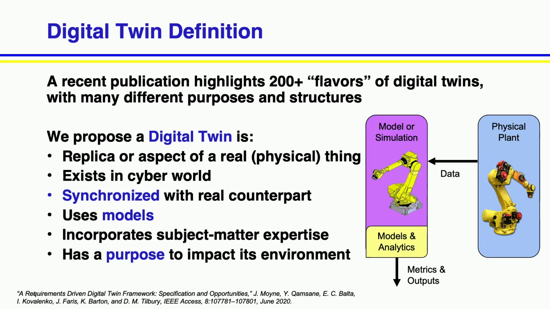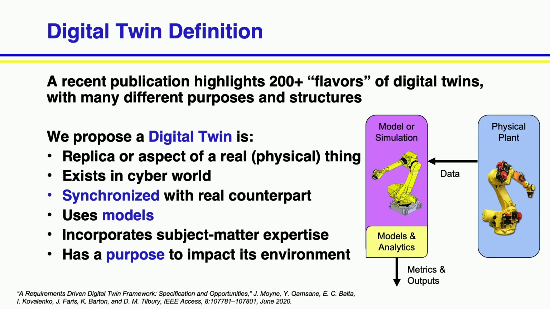So I think of a digital twin, and we define a digital twin as a replica of a real physical thing. If it's just a simulation and it doesn't have a physical counterpart, it's a great simulation model, but it's not a digital twin in our definition. It also has to have a specific purpose of impacting its environment in its real way. You could think about it's an observer that's estimating the state of a system that a controller could use and have an impact on its environment.